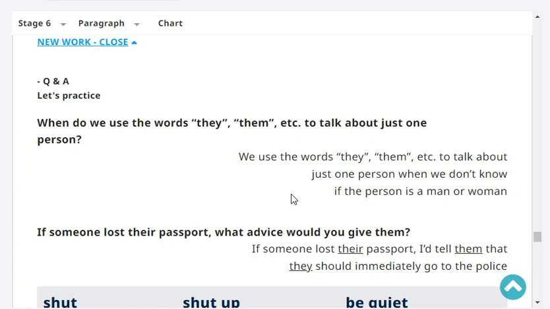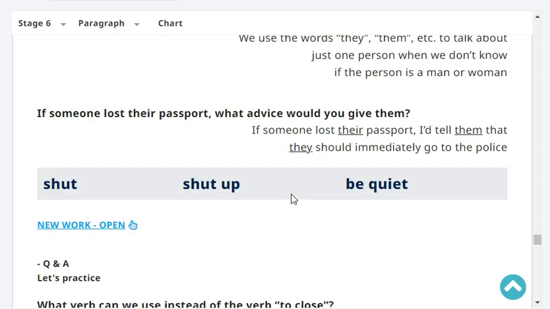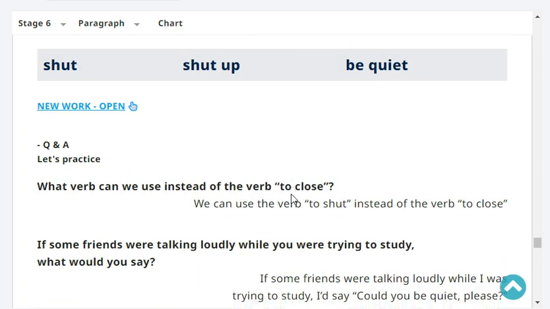If someone lost their passport, what advice would you give them? If someone lost their passport, I'd tell them that they should go immediately to the police. Very good.